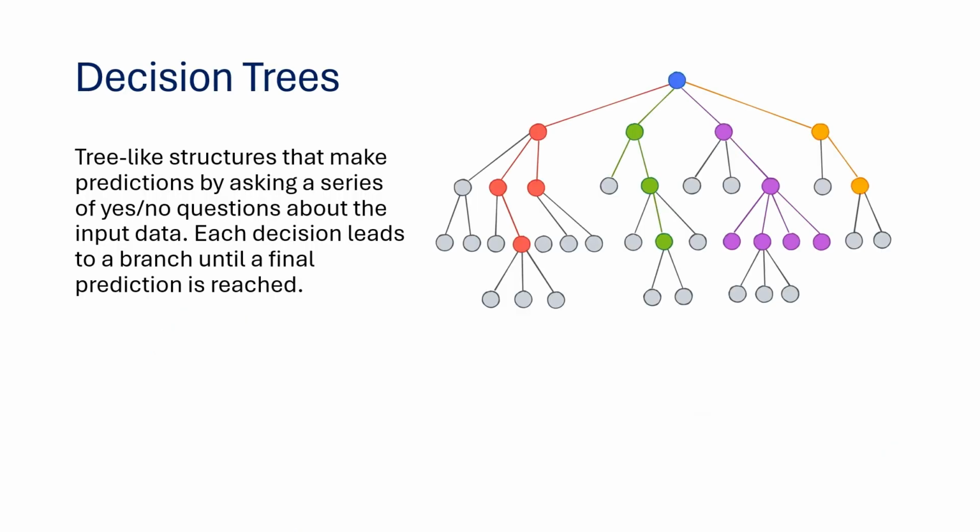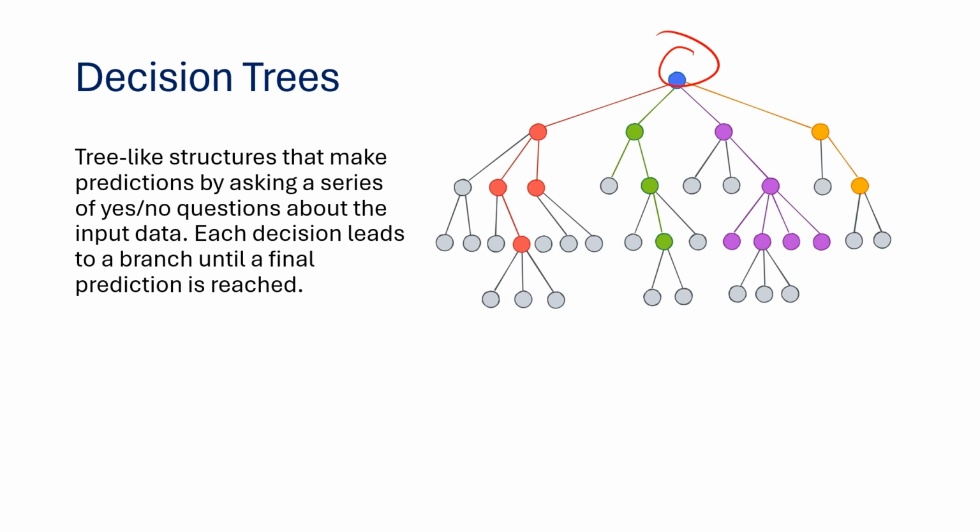The second important algorithm that's very common in TinyML is decision trees, and they are basically tree-like structures that make predictions by asking a series of yes and no questions about the input data. So each decision leads to a branch until a final prediction is reached. Just like we have here, there might be a question that is being asked. So let's say we have an entering point at this first node. You ask the question, and whether the answer is yes or no, it then proceeds to the next branch. You ask the question until the final branch has been reached or the final decision has been reached. So that's how the decision tree works.